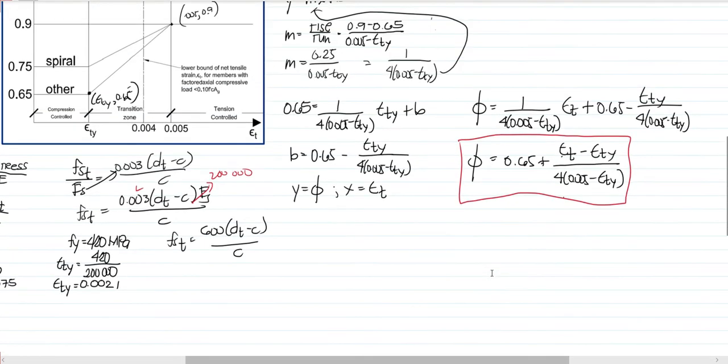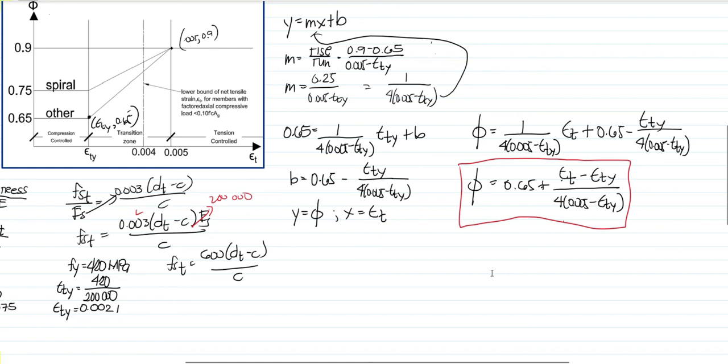So, that will be all for this fourth part of the video on the concept of the analysis of singly reinforced beam. So, these are all the code provisions and formulas to be used for the analysis.